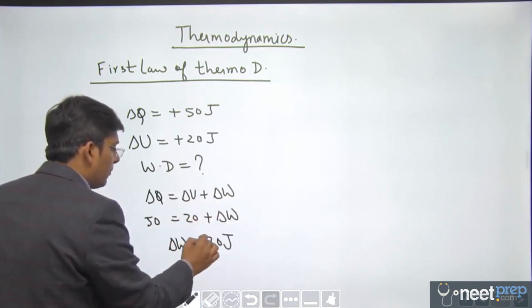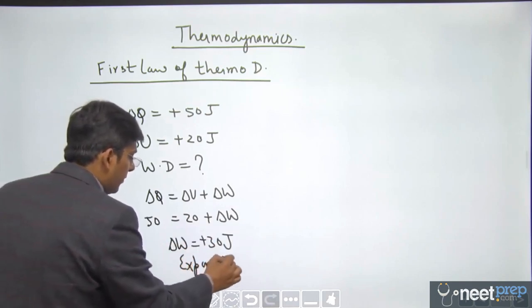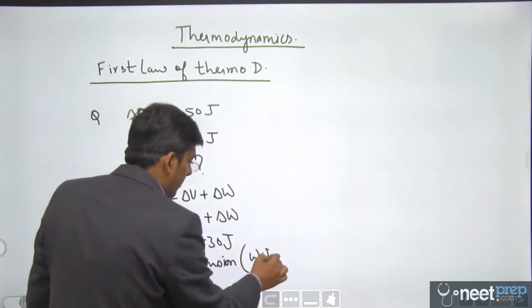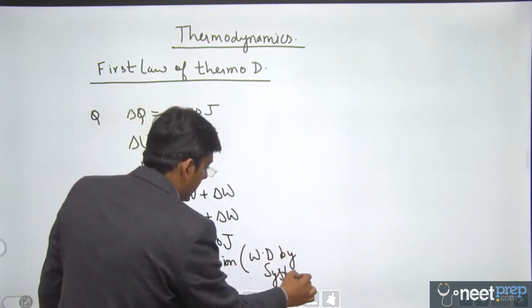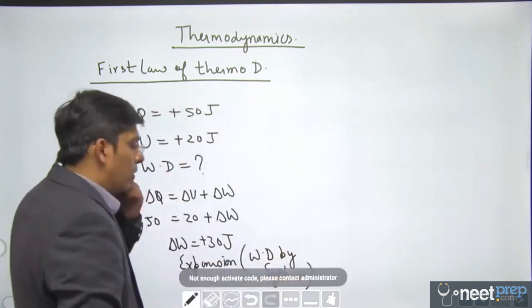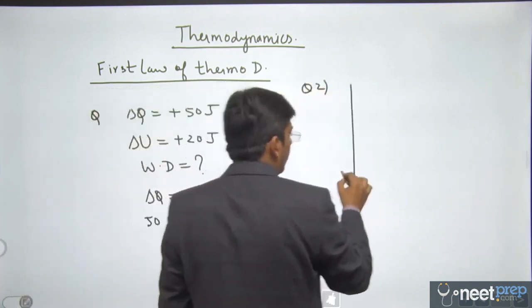Since it is positive, that means it is expansion, and when there is expansion, the work is done by the system. Work done by the system. Okay, the system has done some work. Also, let us take an example, question 2.